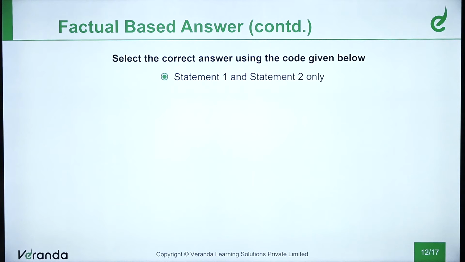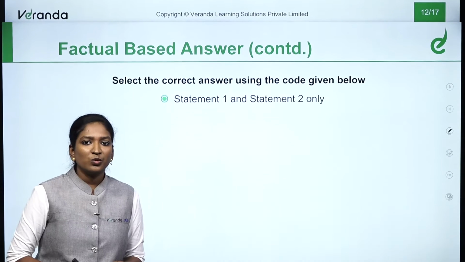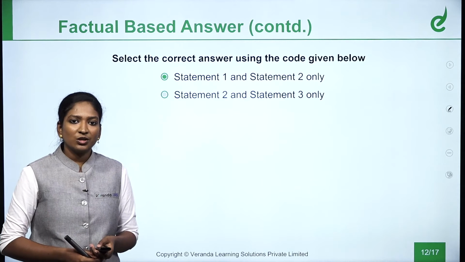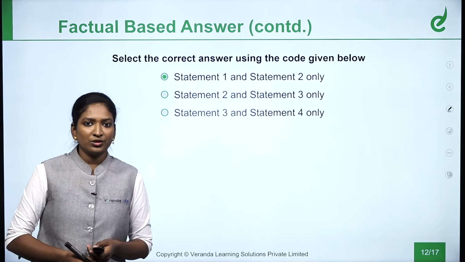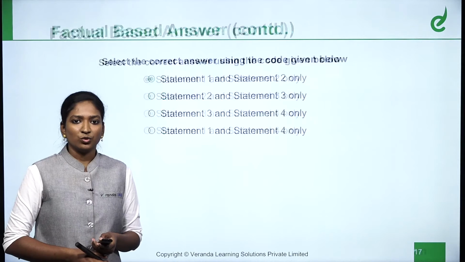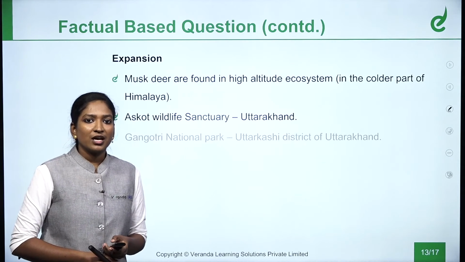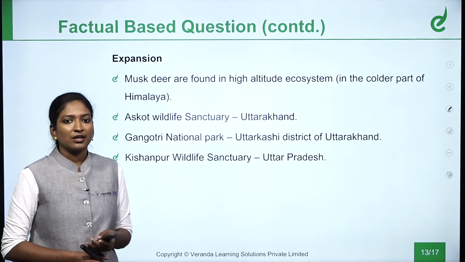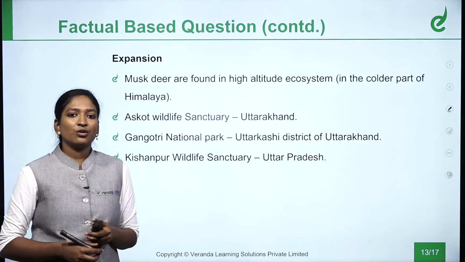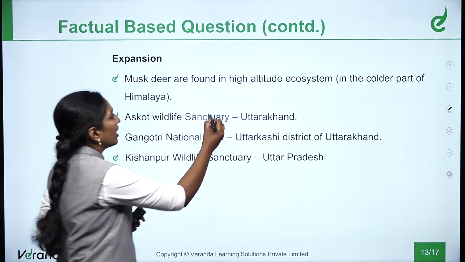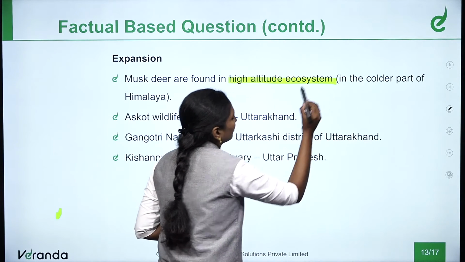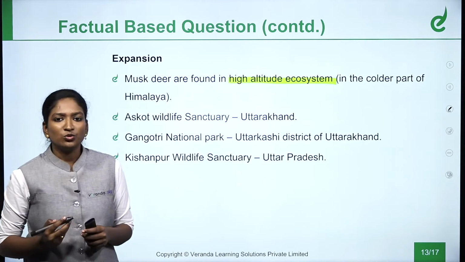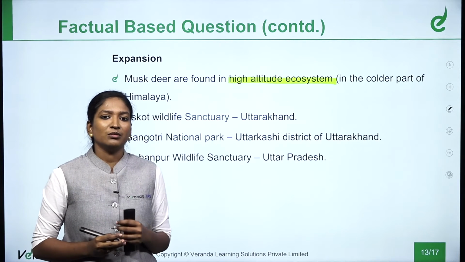What are the options? The options are statements 1 and 2 only, statements 2 and 3 only, statements 3 and 4 only, and statements 1 and 4 only. As per the question, the answer is Askot Wildlife Sanctuary and Gangotri National Park. Musk deer are found only in the high altitude ecosystem. This is a main thing we need to know whenever we read about the musk deer.